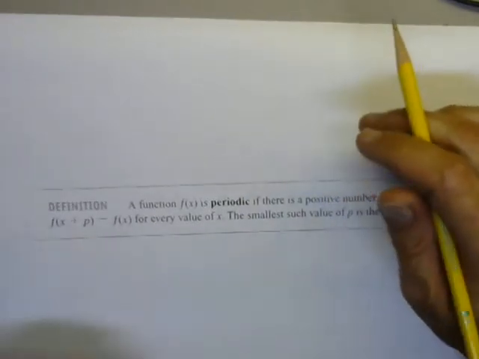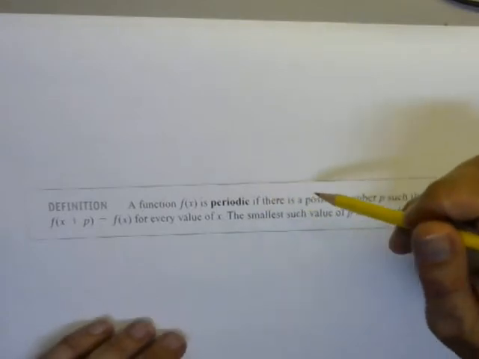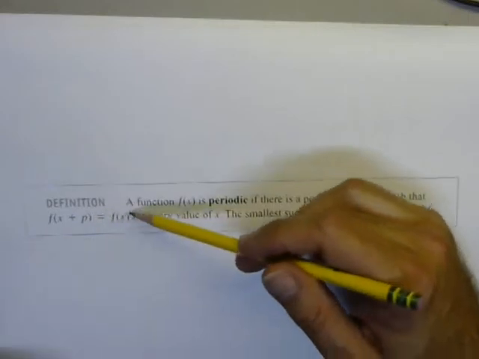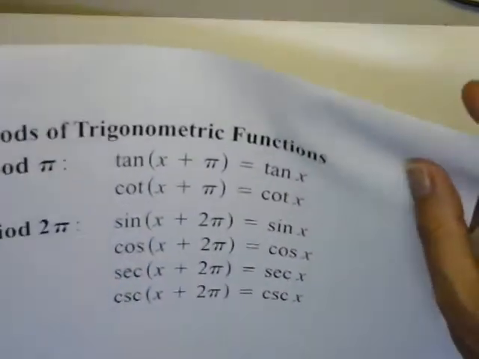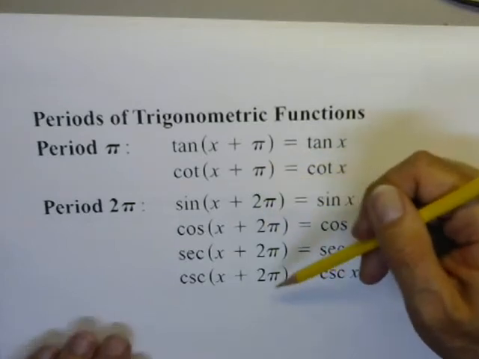And so, in general, there are other periodic functions besides the trig functions, but a function is periodic if you can add or subtract a number p and it gives you the same function back, just like these. So in this particular case, p would be pi. Here, p would be 2 pi.